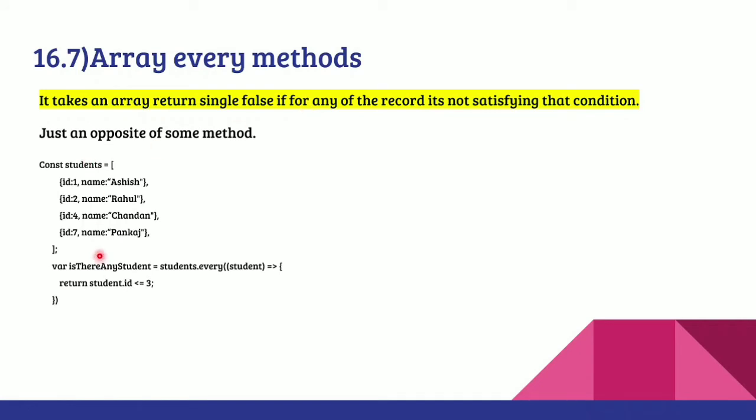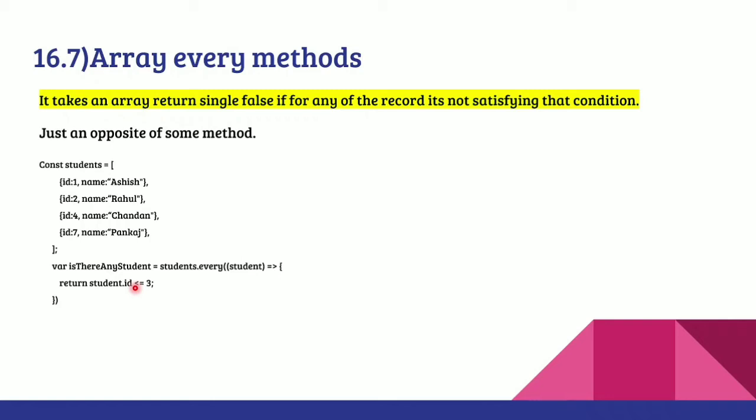Now if we are writing student.id lesser than or equal to 3, it will check, is each and every student's ID lesser than or equal to 3 or not? So no, actually two IDs are greater than 3, so it will return false. So for the array every method, all the records should satisfy that condition. But for the array sum method, if only one of the records satisfies the condition, then it's true.